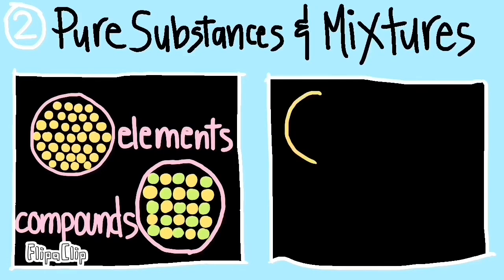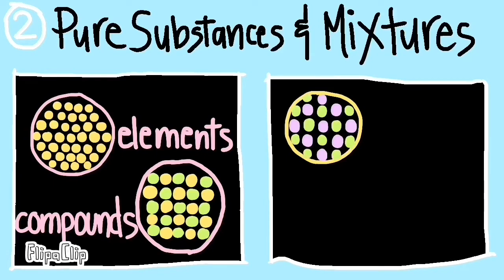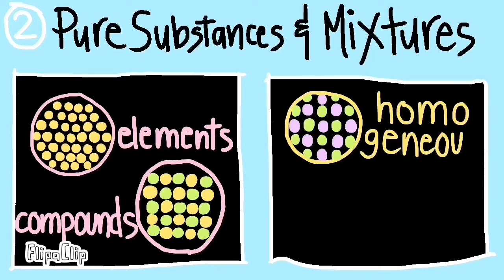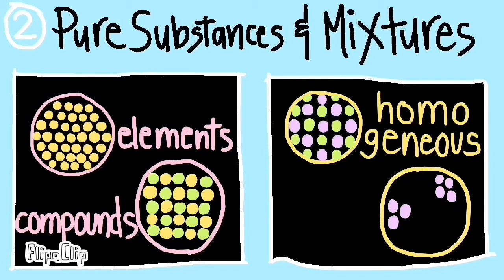Mixtures are a combination of two or more substances. Homogeneous are the mixtures that are uniform and also called solutions, while heterogeneous are the mixtures that are not uniform.